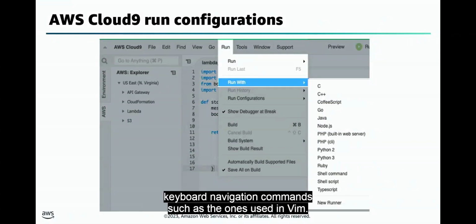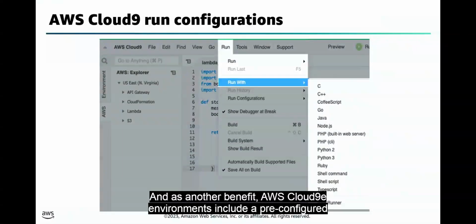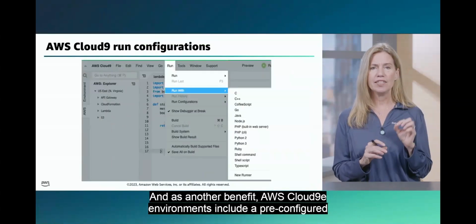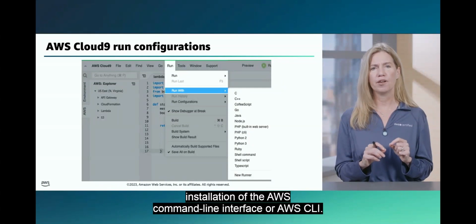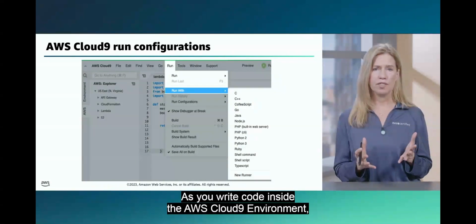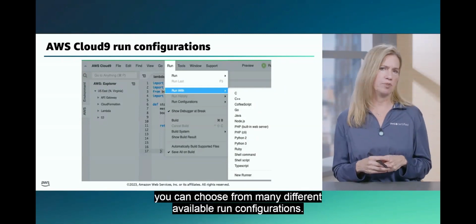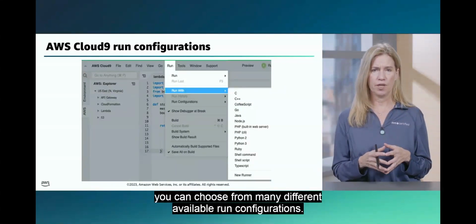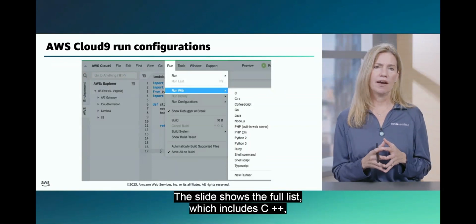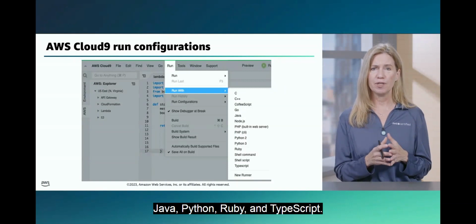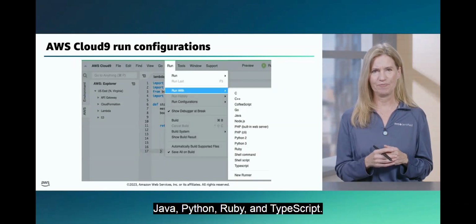As you write code inside the AWS Cloud9 environment, you can choose from many different available run configurations. The slide shows the full list, which includes C++, Java, Python, Ruby, and TypeScript. If you need a configuration that isn't available, you can create a custom run configuration with the New Runner option. When you create a new runner, you select the program needed to run the code, such as GCC for C++. You can also add the other configuration parameters you need to run code.